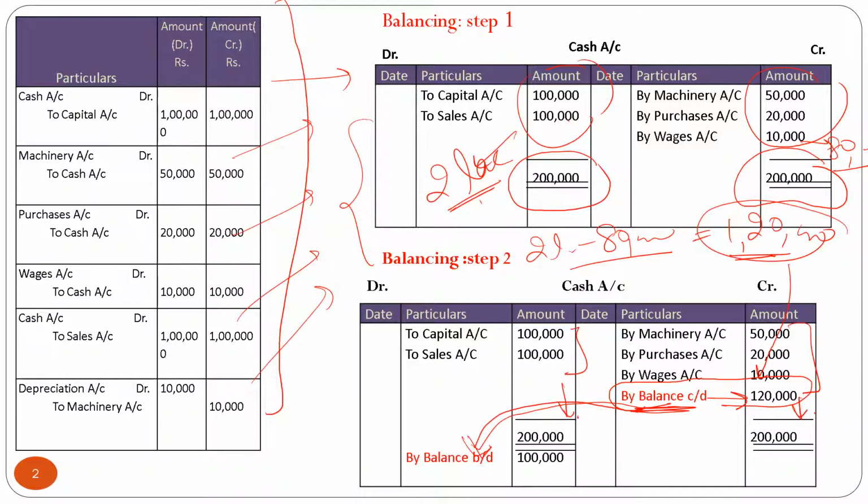It indicates that this account is continued because out of this 2 lakh cash we have utilized only the 80,000. We have the 1 lakh 20,000 remaining and we have transferred it to the next year. So we can say the balancing means where the two sides are totaled and then the difference between them is taken and the balance CD is written against the difference part. This balance CD will become the balance BD.